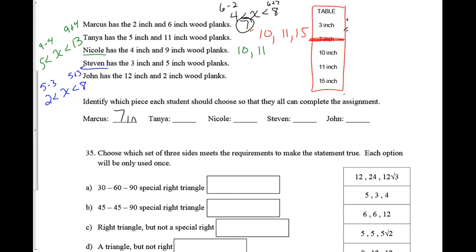So for Stephen, the side has to be bigger than 2 and smaller than 8, and the 3 will work. The 10 will not, because 10 is not smaller than 8, the 11 is not smaller than 8, and the 15 is not smaller than 8. So that means Stephen has to have the 3-inch plank. I'm going to remove it from the table, and Stephen's is the 3-inch.